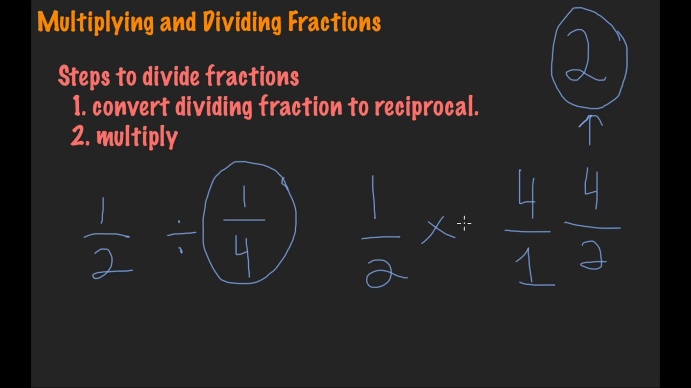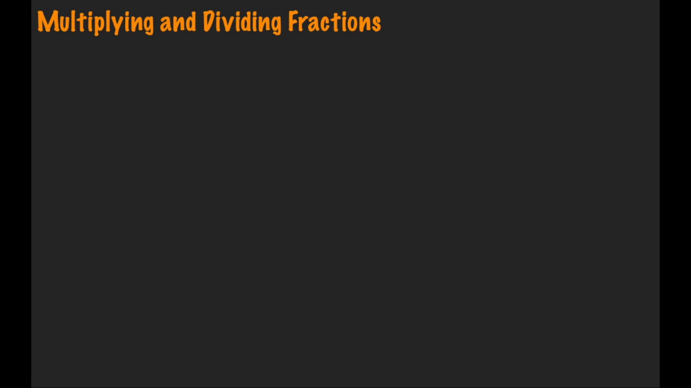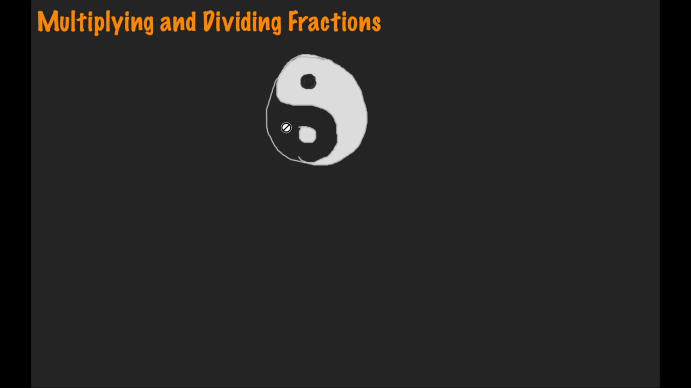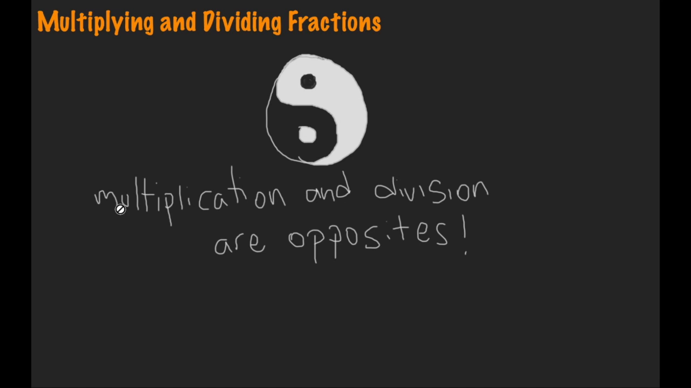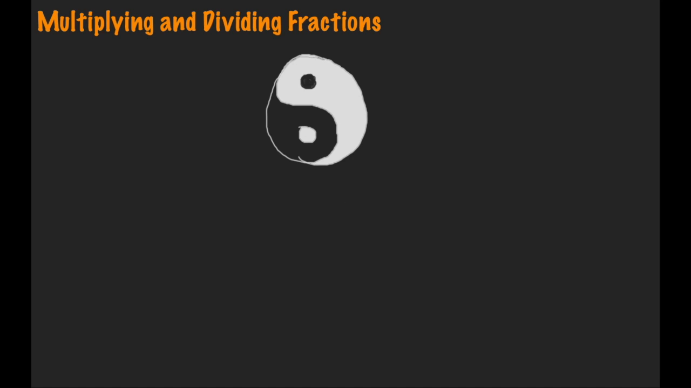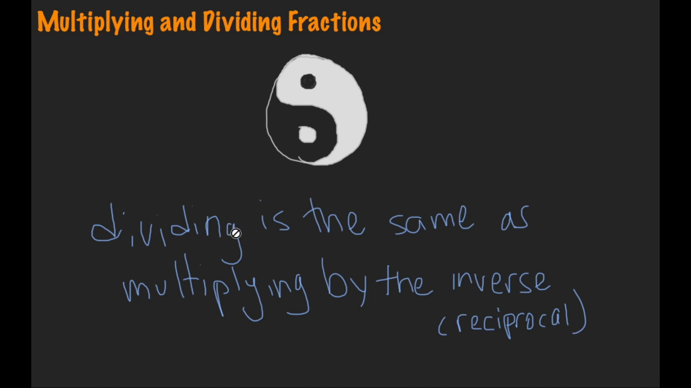But why does this work? There is a simple reason that we can visualize with the yin-yang. Multiplication and division are opposites. They are the inverse of each other. So if we say that this is multiplication, then this will be division. They are like night and day, like black and white, opposites. In other words, dividing is the same as multiplying by the inverse, or the reciprocal.